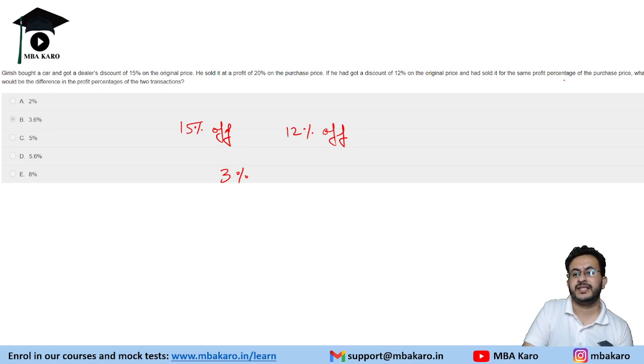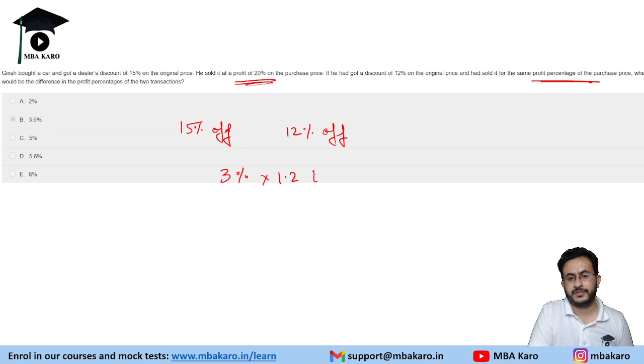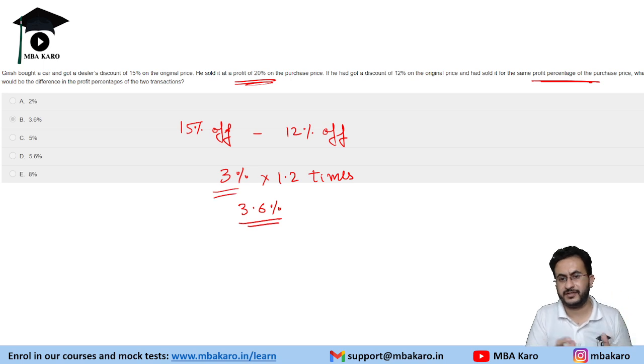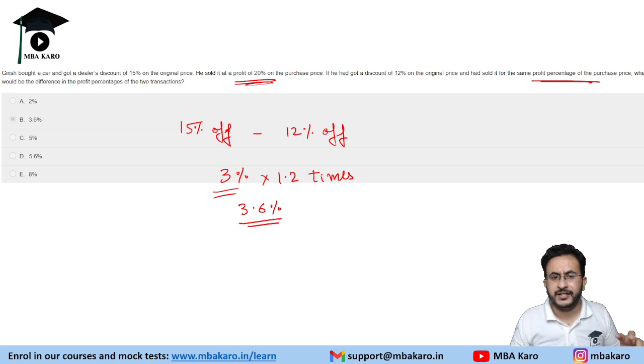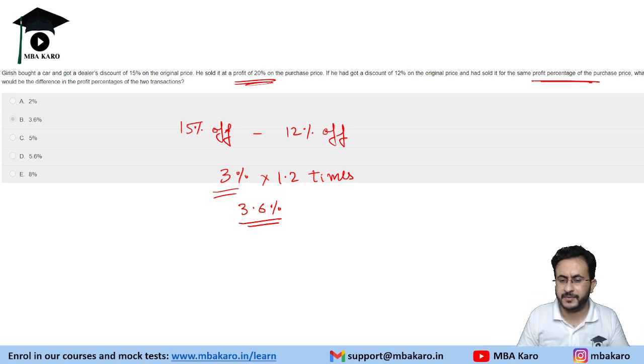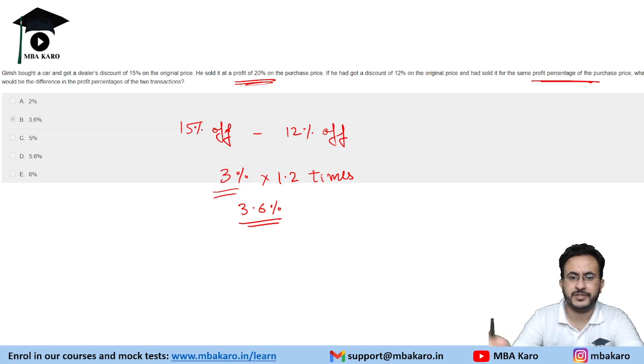And how much is he selling? He is selling at a profit percentage of 20%. So he is selling this as 1.2 times. Okay, so the difference will be 3.6 percentage. So in one case he is getting 15% off. The difference in price is 3%. Why are we not calculating the prices and all? We need to find the difference in the price that he will earn, right? So the difference in the prices is 3%. The purchase price is differing by 3%, and he's making it 1.2 times because he's selling at a profit of 20%. So that is 3.6 percentage.